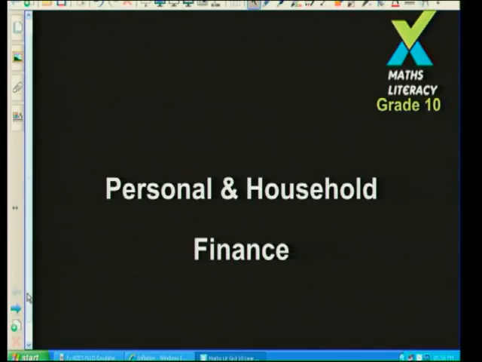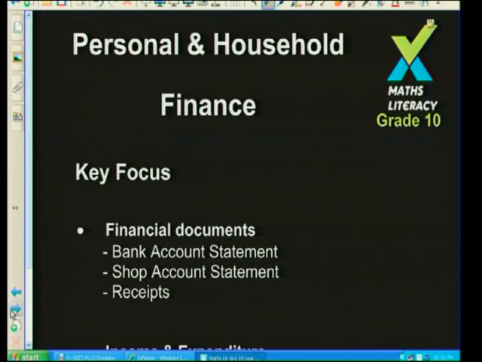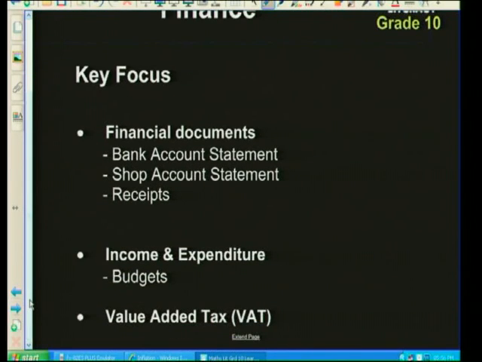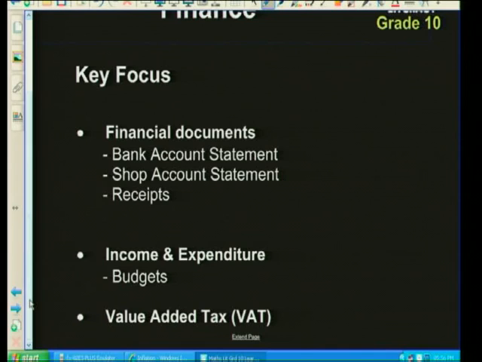Personal finance. Okay, so hence our topic is quite clearly saying, you know what, we're dealing with personal and household finance. And what are we going to study today? Well, there are a few things we're going to look at. We're going to look at some financial documents, and we're going to look at a bank account statement, what it looks like, what it means, what it involves, how we interpret that bank account. Okay, and then we're going to go on and look at shop account statements. Very, very important if you enjoy shopping. Then we're going to look at this funny thing called receipts.